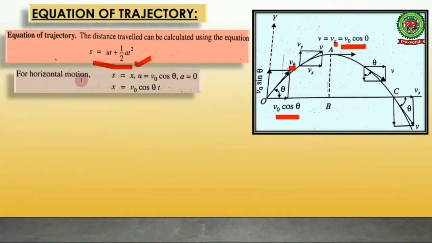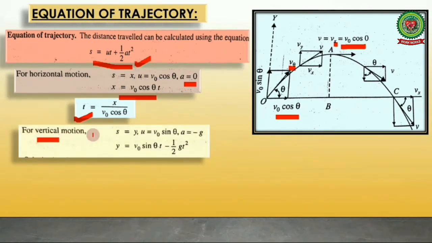Now for horizontal motion, s is equal to x, which is the horizontal distance travelled by the object, u is equal to V naught cos theta, and a is equal to 0. And remember this thing, there is no horizontal acceleration. Therefore x is equal to V naught cos theta times t. This is for horizontal motion. From here we got the equation for time, which is x upon V naught cos theta. So this is the time taken by the projectile at any instant of the motion.